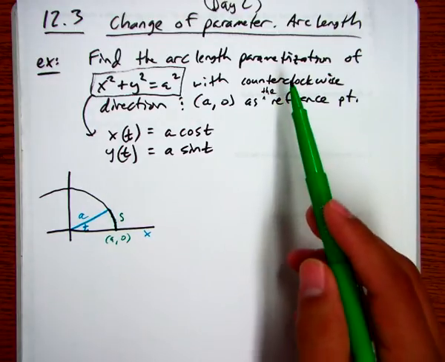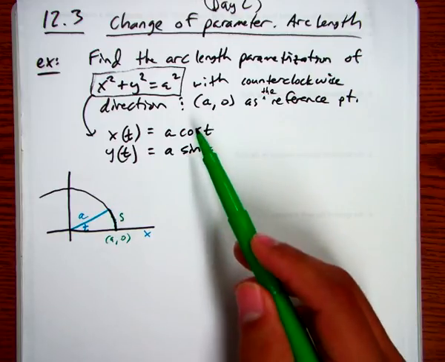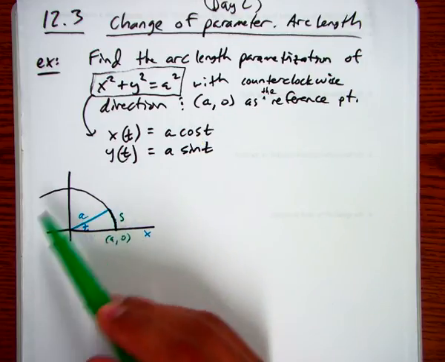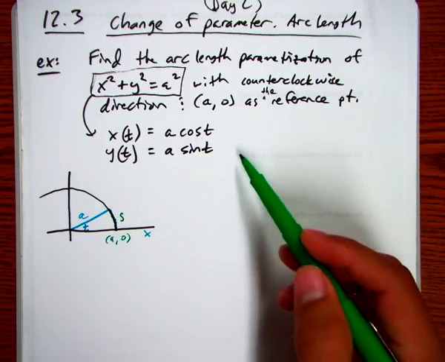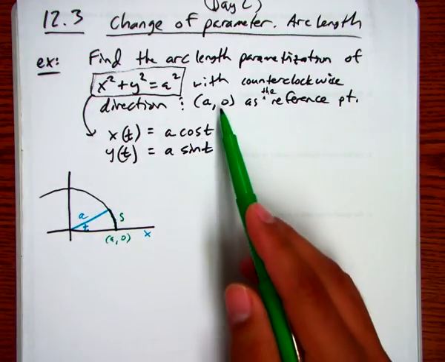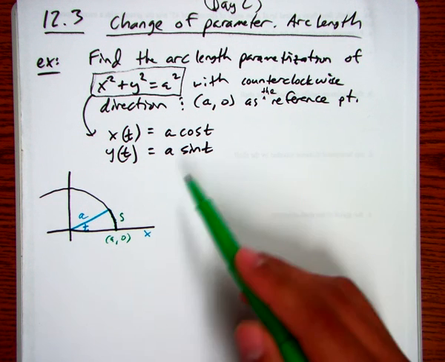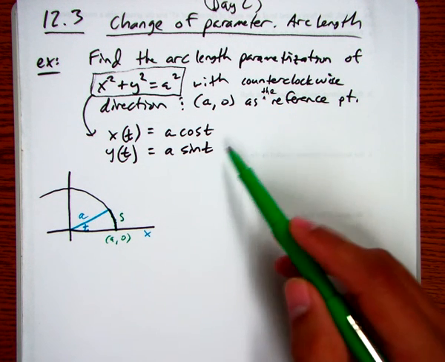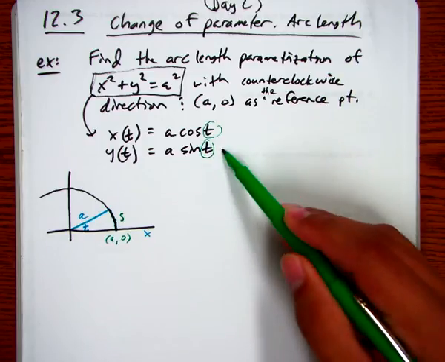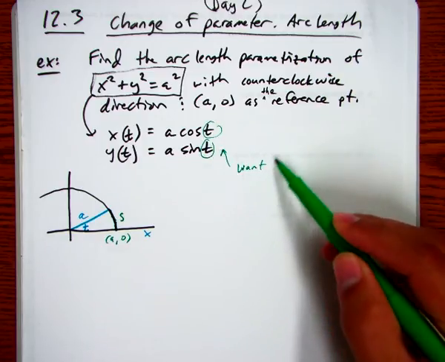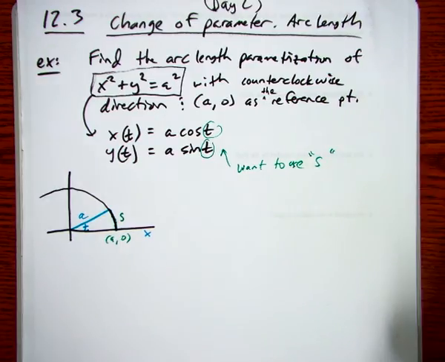Now we already have the required direction in this parameterization. This is the usual parameterization. If we reverse the cosine and sine, then that switches the way that we rotate. And our initial point, if you plug in 0, is already lined up to A0. The only thing is we need to find a way to, instead of using t as the parameter, use s, the arc length.